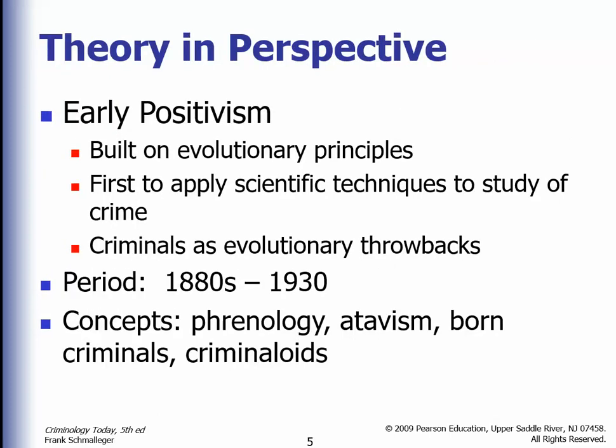So there's a lot of concepts, a lot of things that have happened over the years with regard to biology. We discussed positivism last week. Positivism being when we first tried to apply scientific techniques to the study of crime, based upon principles of evolution. People move on and develop, society develops, and they thought that criminals were people who did not fully develop, that their lines did not evolve and therefore they were criminals. During the 1880s to 1930s, some of the concepts were phrenology, atavism, the concept of born criminals, and criminaloids.